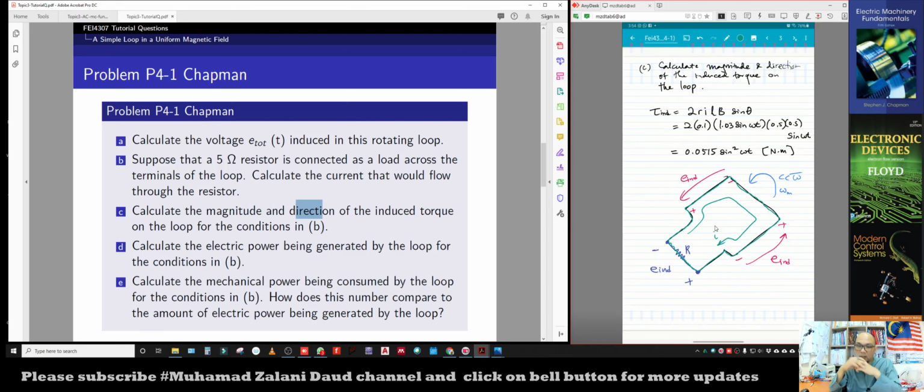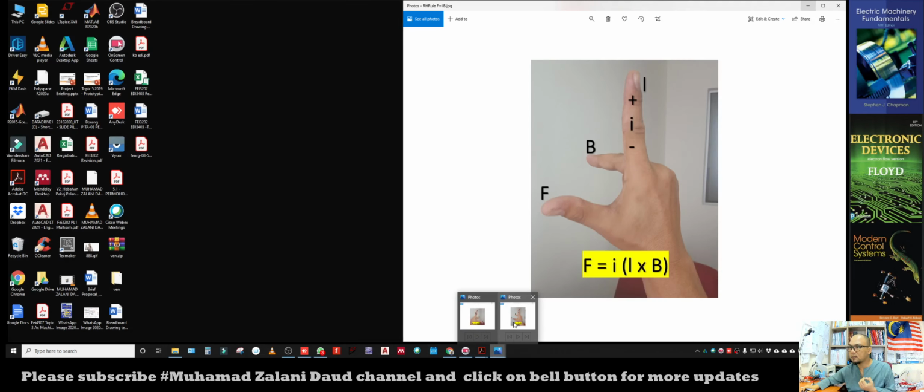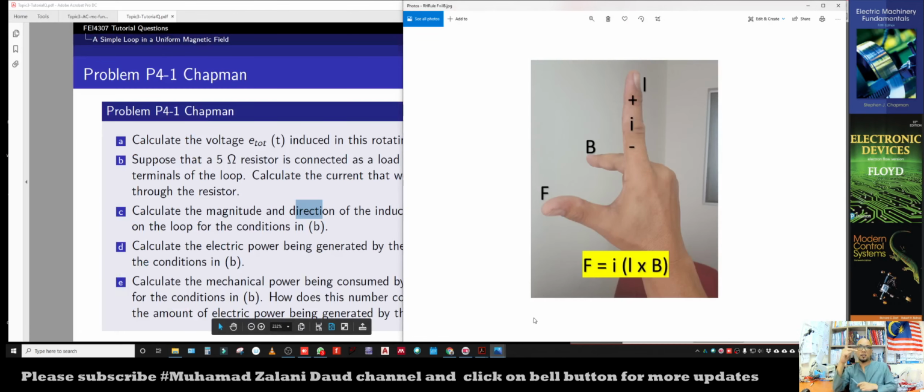We have already calculated the torque in our C question, so we already know the magnitude. So this is basically the magnitude of the torque. Now we want to determine the direction of the torque. We can simply use the right hand rule to determine the direction of the torque. How do we use this? F equals I L cross B.